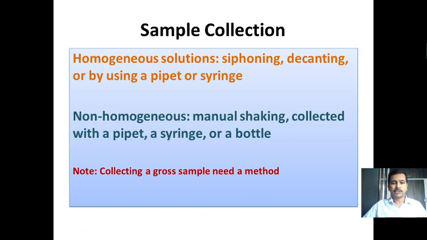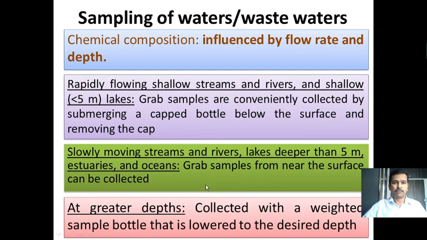Therefore, we have to face a challenge here while collecting the sample. It may be homogeneous or heterogeneous in nature. We need a method in order to collect the sample for analysis. Whether we have to siphon, decant, or use a pipette or syringe, or shake the sample manually before collection, or store it in a plastic bottle, a polyethylene bottle or a glass bottle, we need a stipulated method in order to collect the sample. It may be a grab sample or a composite sample. So we need an analytical method for collecting the sample.